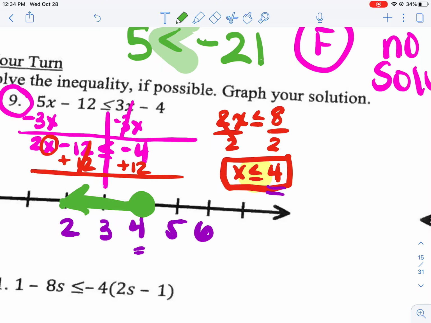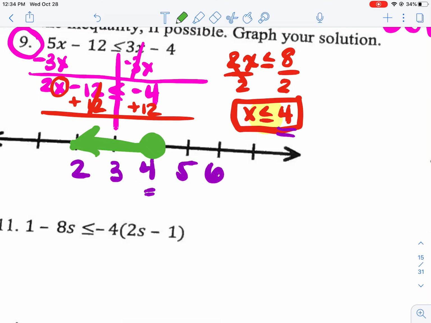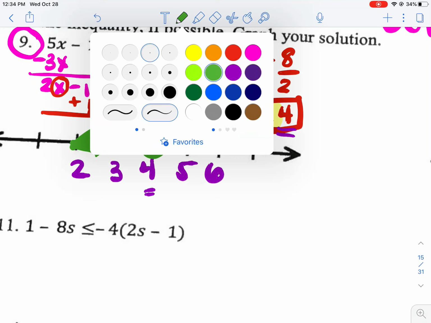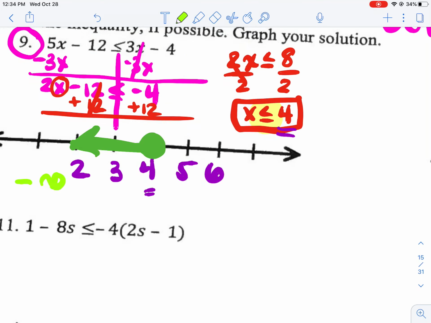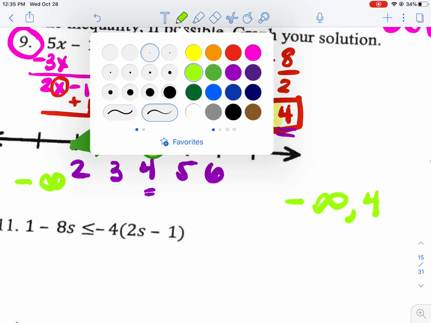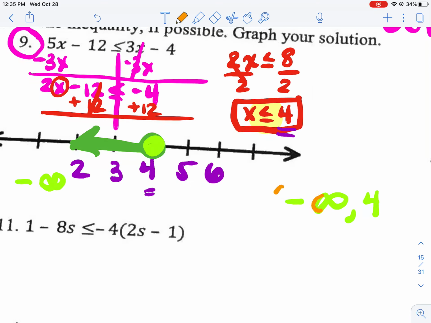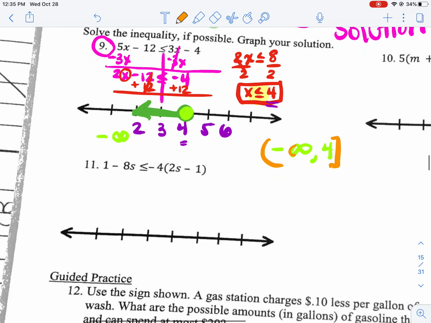Okay, and then just practicing our interval notation. Whenever we go to the left, that is going to be negative infinity. So we're going to start with negative infinity, comma, we go all the way up to 4. Okay? And when we have an infinity, we want to put the little parentheses, and then I'm going to have a square bracket because it's filled in. Okay?